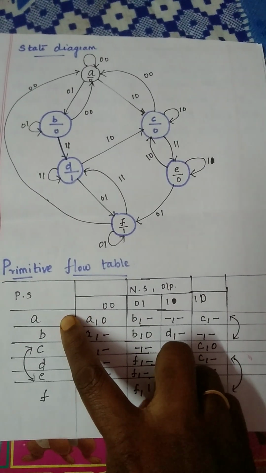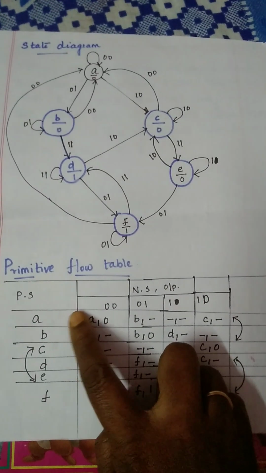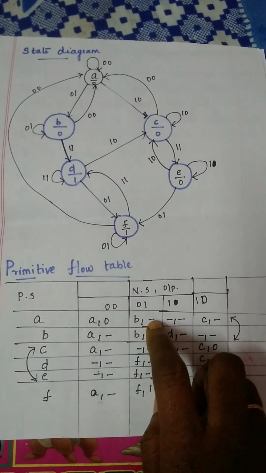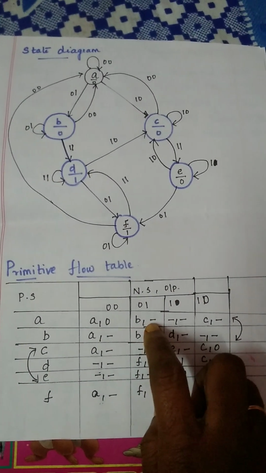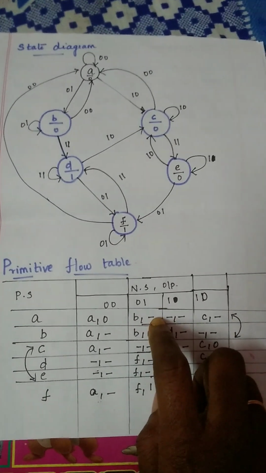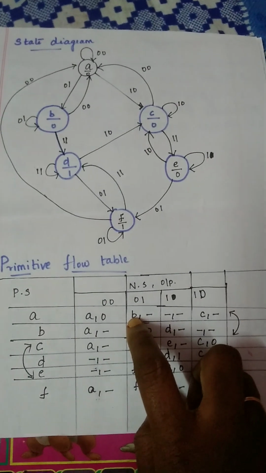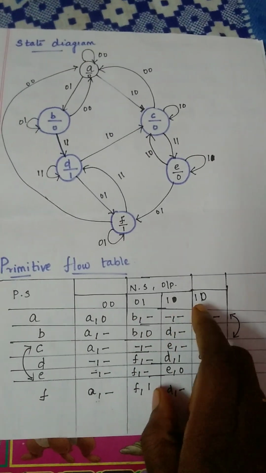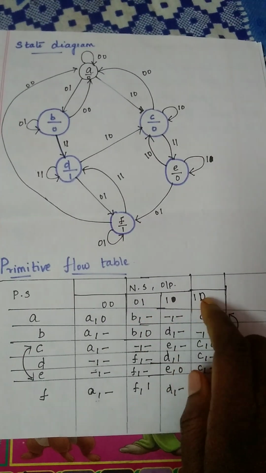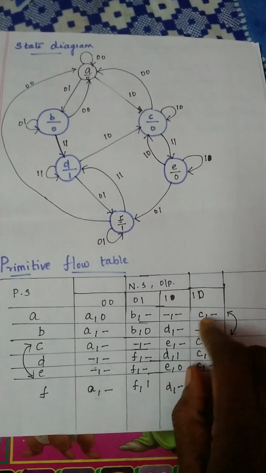Again, we have taken A variable, it is moving to B as well as it is moving to C. So this is not a stable state, so we have to write it as a dash. Dash means don't care condition. So it is moving to B comma dash, and for 1 0, A is moving to C, so C comma dash.